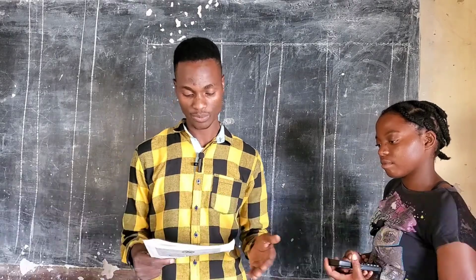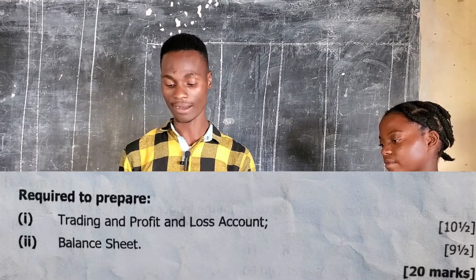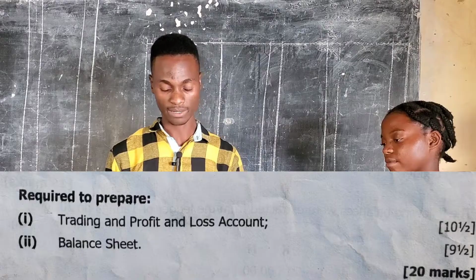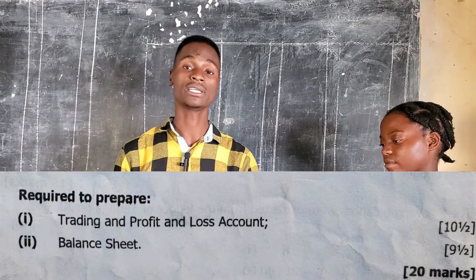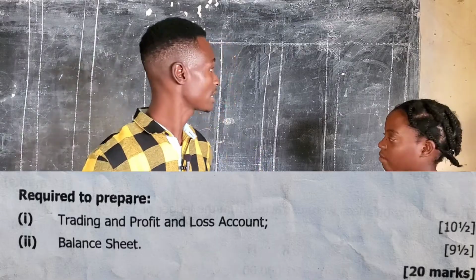Then you're required to prepare. The first question is the trading and the profit and loss account, which is awarded 10.5 marks. Then the second one is a balance sheet. The total marks is 20. You can't afford to miss 20 marks. All right, let's get started.